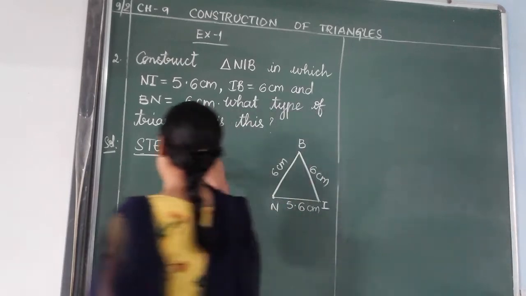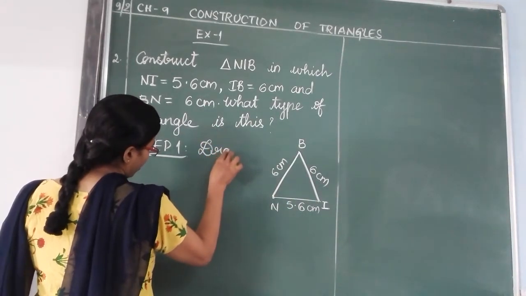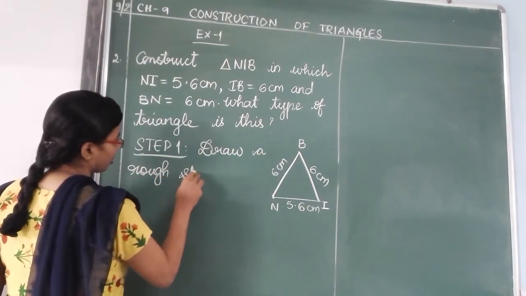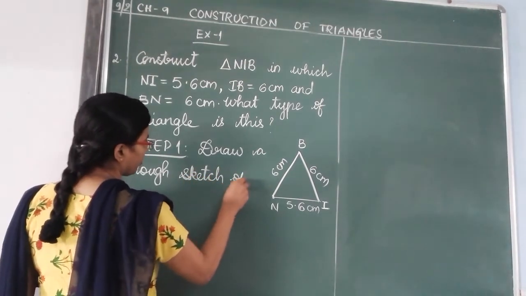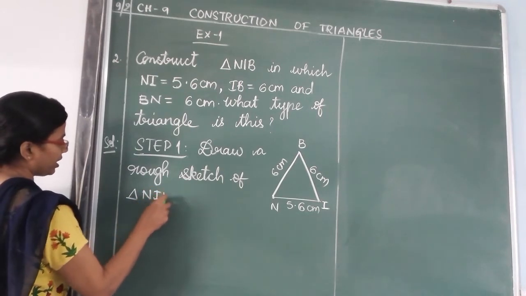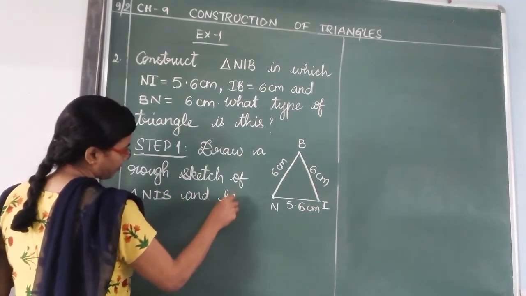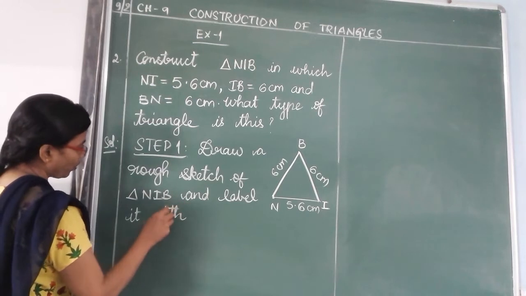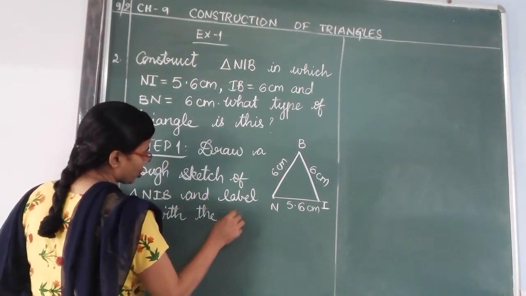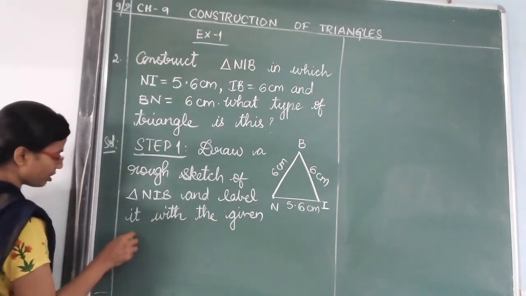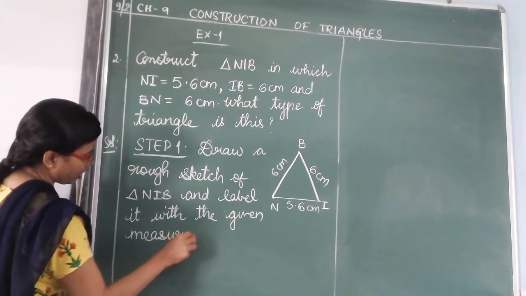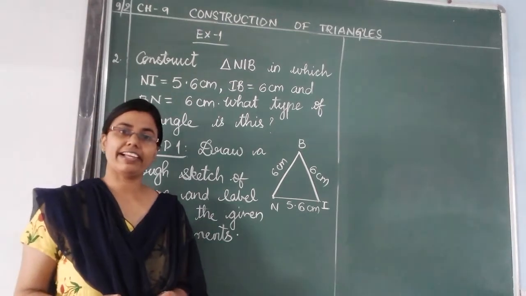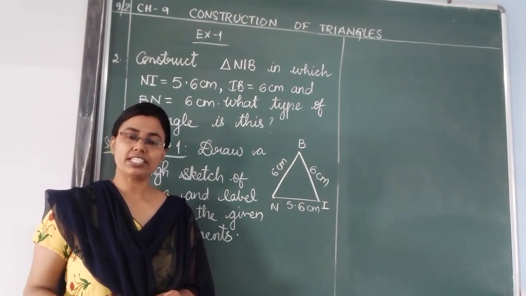So now let's write the step. What will we do? Draw a rough sketch of triangle NIB and label it with the given measurements. This is what we are going to do in the first step. Now let's begin our construction. The second step, what are we going to do?